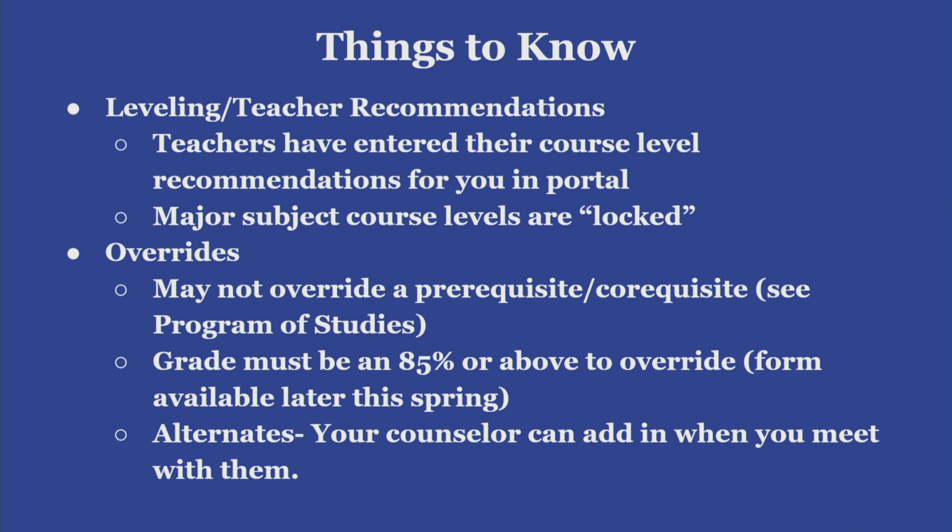With that being said, there is the opportunity to override that recommendation. So, for example, say you're in a 5.0 course, you're doing really well this year, you have above an 85, so you need above an 85 to make the override request, and you want to go to a 6.0 course, you can do that. You just have to talk to your counselor about that. Like I said, in order to put in that request, you have to have over an 85. And you also have to meet the prereqs for the course that you would like to take in place of what your teacher recommended you for.